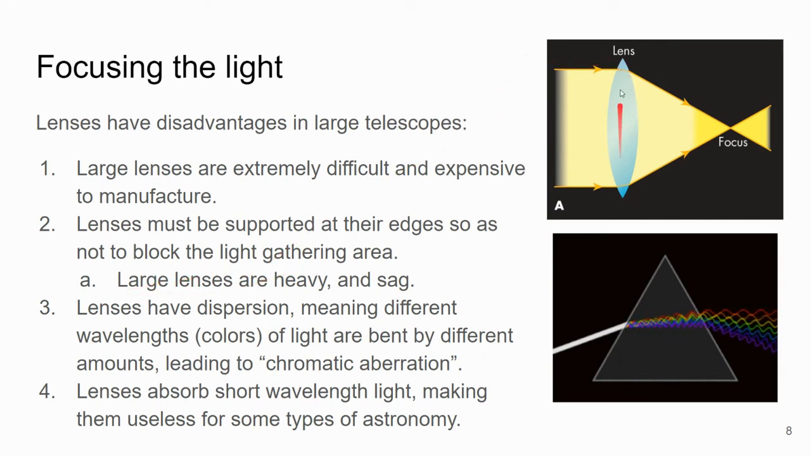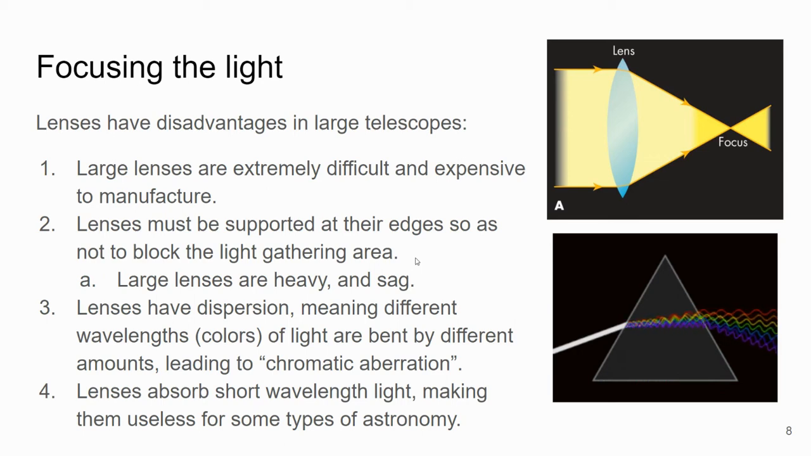If you have a lens like this, imagine it pointed upwards towards the sky, not sideways like this. You've got to support it at the edges, because if you support it in the middle, you're just blocking the light gathering ability of the telescope, and that's kind of the whole point. So that's not a good thing. A very big, heavy piece of glass is going to want to sag. If you're supporting it only at the edges, it's going to bend a little bit. It's going to dip. It's not going to be the right shape anymore.